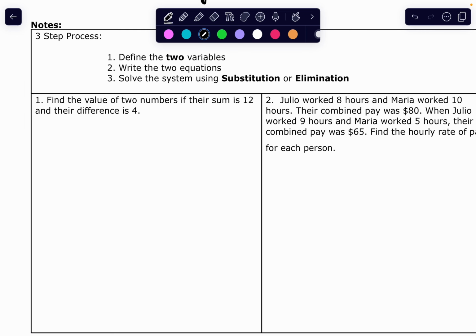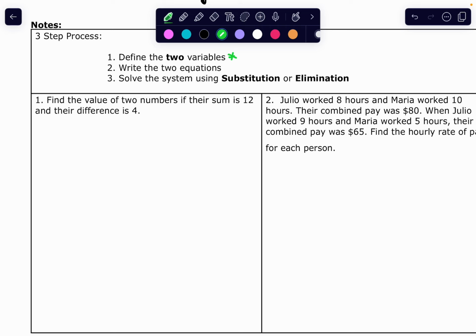For the first problem, please make sure to read each problem. And let's start with number 1. First, find the value of two numbers if their sum is 12 and their difference is 4. So like I said before, we're not just going to be randomly dividing and multiplying numbers. Our goal here is to set up our two variables, and then we're also going to have two equations. We're then going to solve those systems either by substitution or elimination.